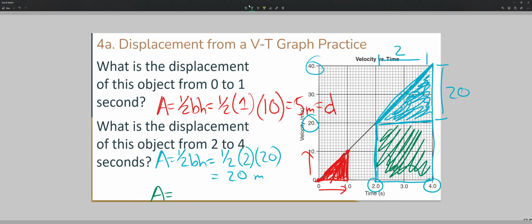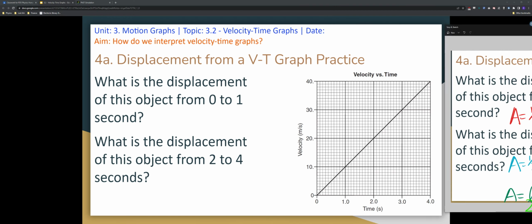The area of the square is length times width. Your length here would be 2, because you're going for 2 seconds. And your width there would be 20. So you get 40 meters here. Then your total displacement would be 20 plus 40, which gives me 60 meters, and that is my answer. So I have a displacement here of 60 meters.